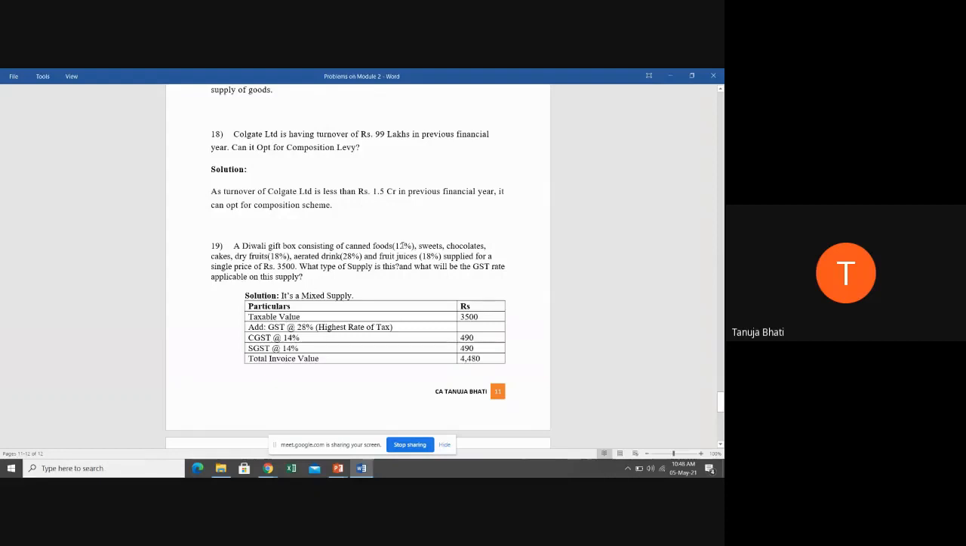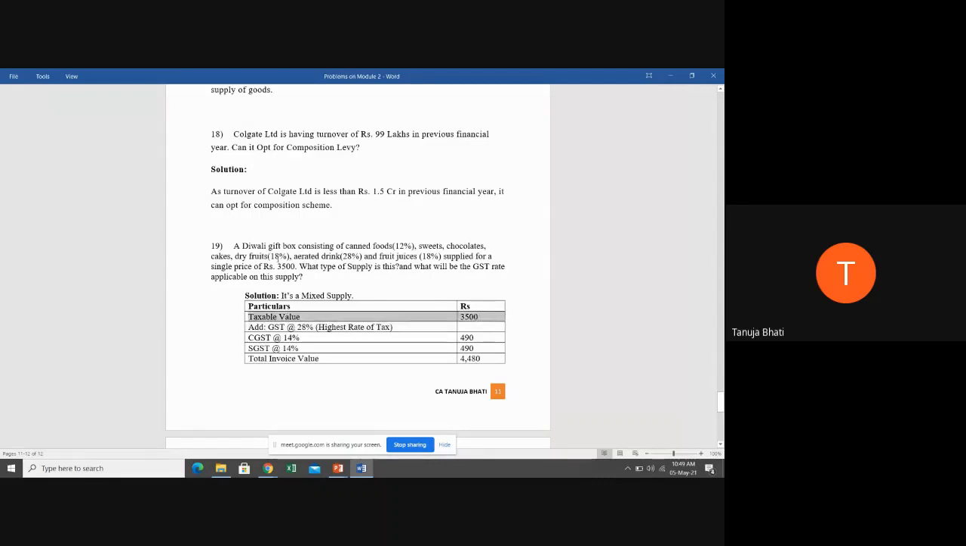Since for each it is separate, for canned foods it is 12%, dry fruits it is 18%, aerated drinks it is 28%, but they are giving you a single combo. So they are asking what type of supply is this and what will be the GST rate applicable on this. Solution: it is a mixed supply. If you remember, under section 8, we have seen composite and mixed supply. Mixed supply are those supplies where two or more goods are being supplied, but which are not naturally bundled. So it is a mixed supply, and let us see the calculation.